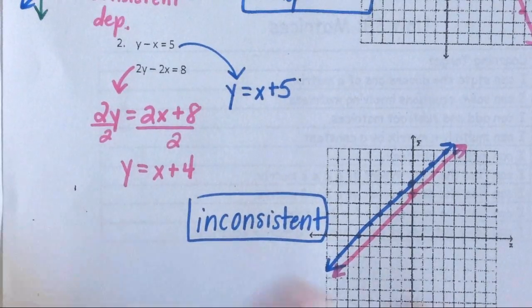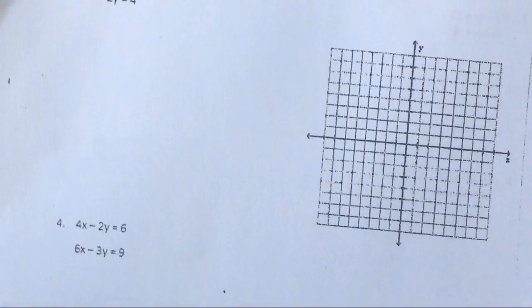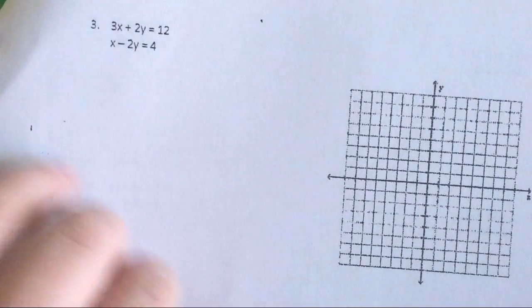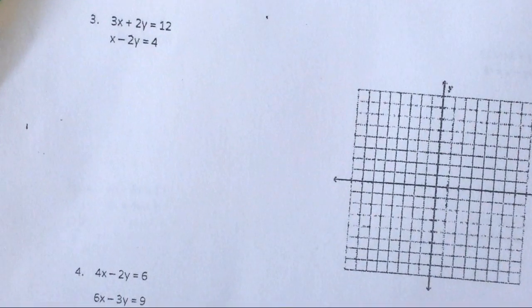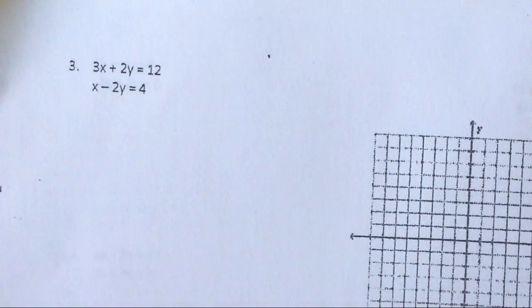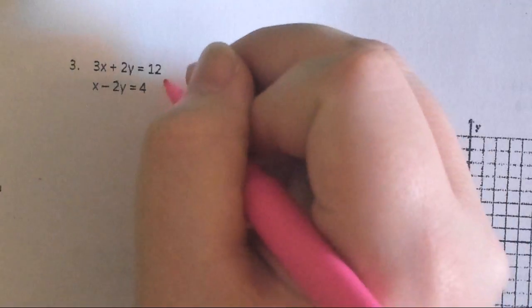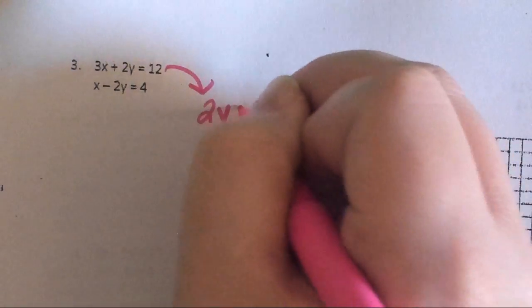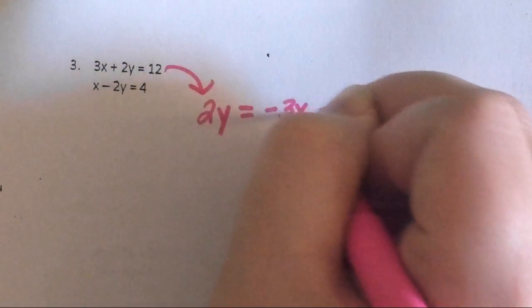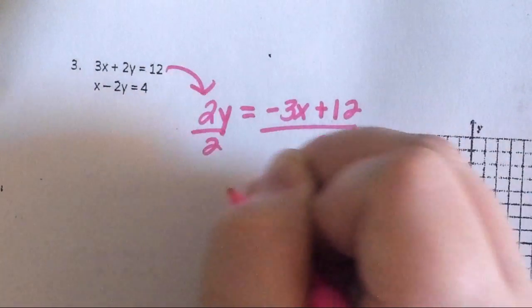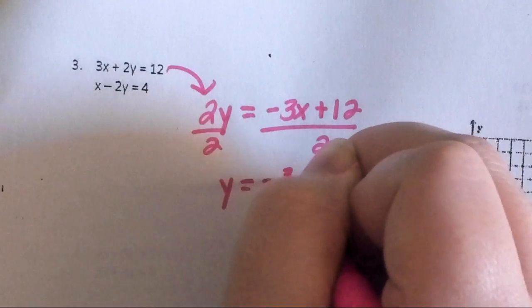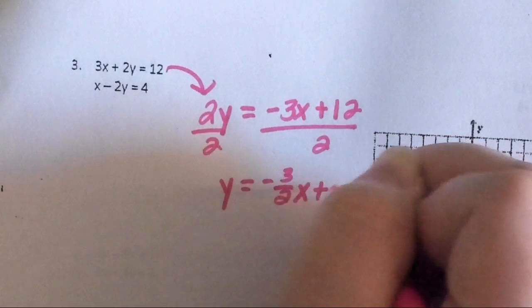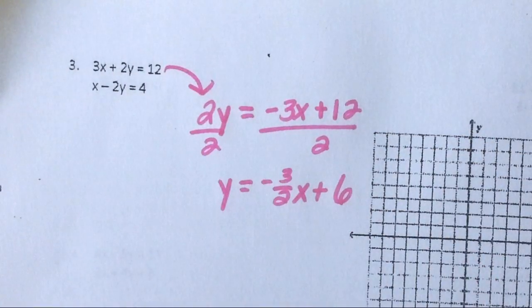Okay, so let's go to number 3 now. Those equations are not in slope-intercept form. They're again in standard form, so I have to rearrange. So for the top one, I subtract 3x from both sides, so I have 2y equals negative 3x plus 12. I divide by 2. I get y equals negative 3 halves x plus 6. Are there any questions about the pink?